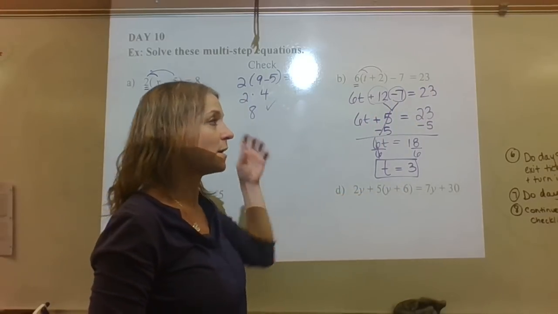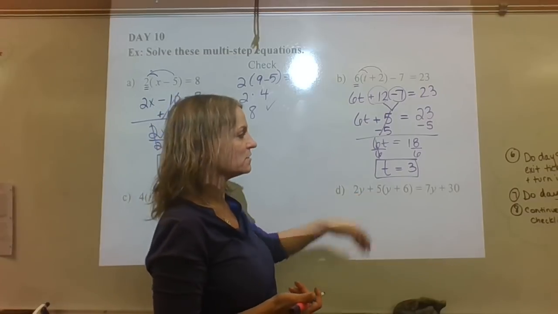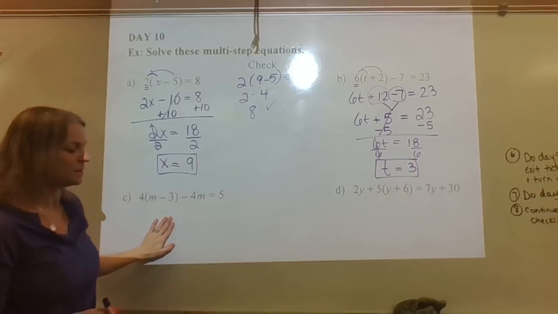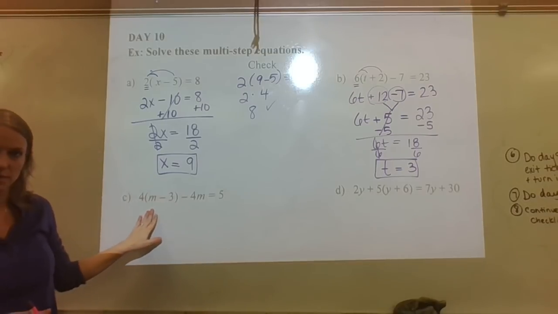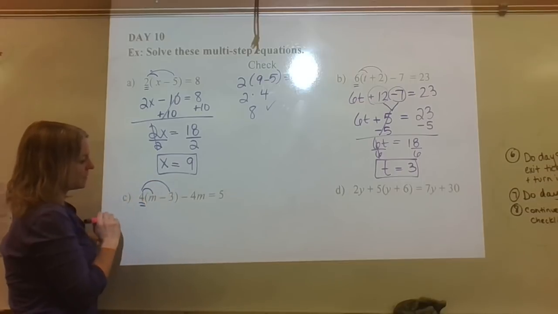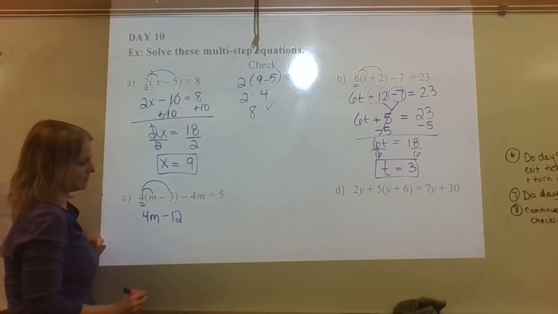So I can do a check step in my head or in a calculator and see if it makes the right answer, even without writing it down. All right, moving on. This question right here again has parentheses. So I take the 4, distribute it to my m and my 3. So 4 times m is 4m. 4 times 3 is 12, and we have the minus sign.